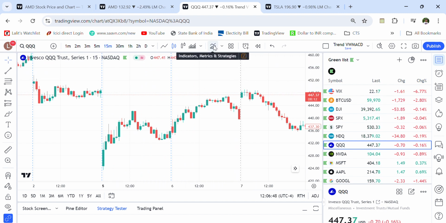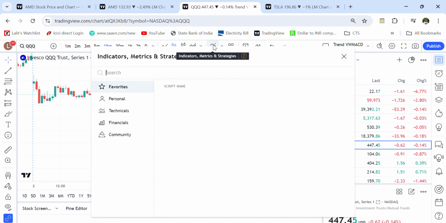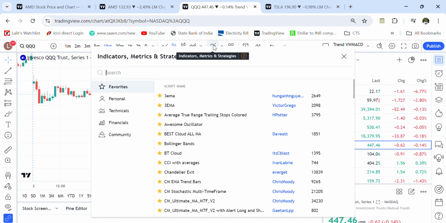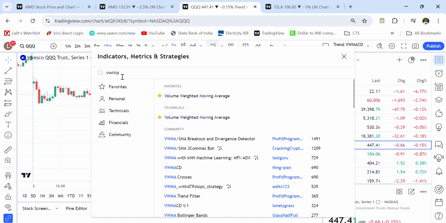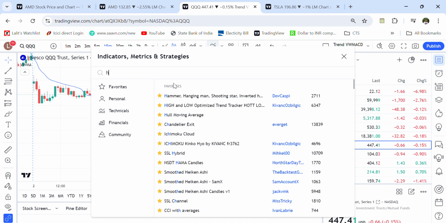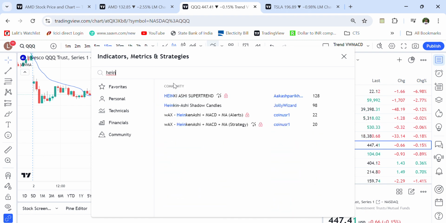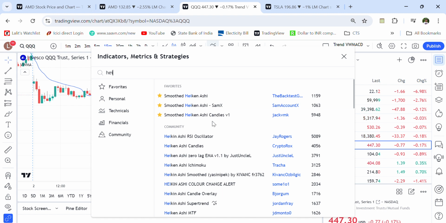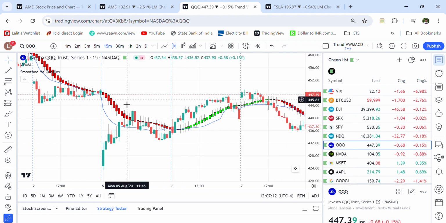So we have to add only two indicators because currently only two indicators are allowed free by TradingView. The first one would be VWMA, that is volume based moving average. The second one will be a smooth Heikin Ashi. So here I will use this one, the one with Jack VMK. Okay, that's it. We have applied our indicators. We don't need to do any changes for smooth Heikin Ashi.